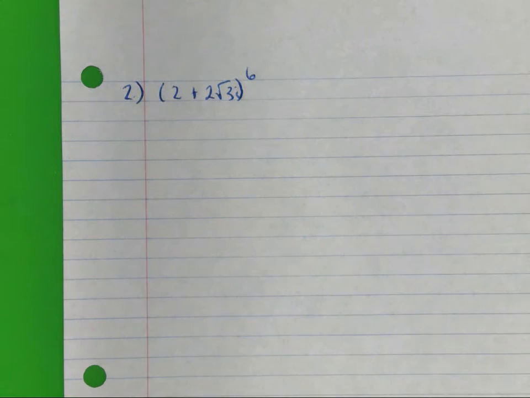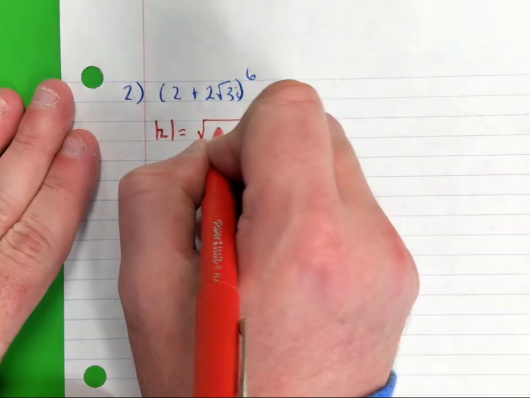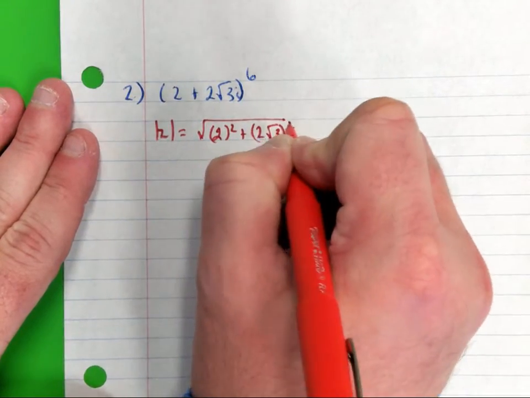So what's the first step we're going to do here? Write it in what form? Polar form. It's a good review from yesterday. We're going to write it in polar form. Find the modulus. 2 squared plus 2 root 3 squared.